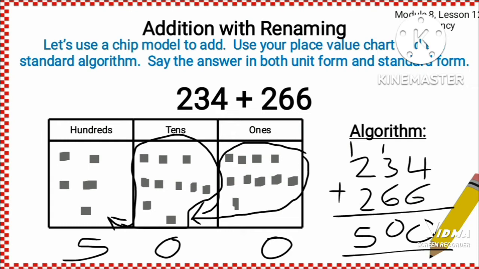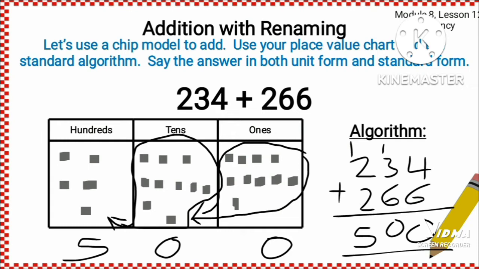Now look at the standard form. 234 plus 266 equals 500. 4 plus 6 is 10. Write 0 and regroup. 3 plus 6 is 9, plus 1 is 10. Write 0 and regroup. And 1 plus 2 plus 2 is 5, so 500.